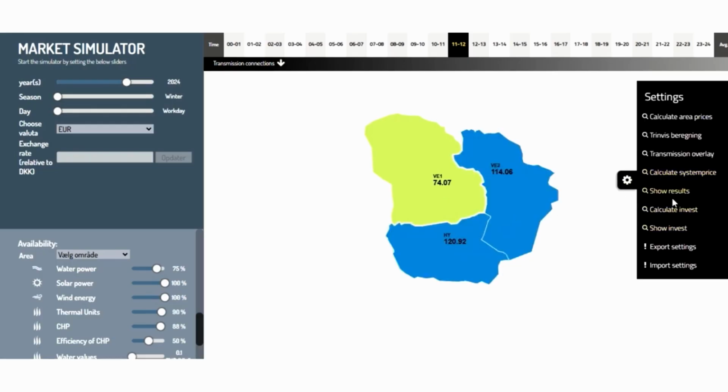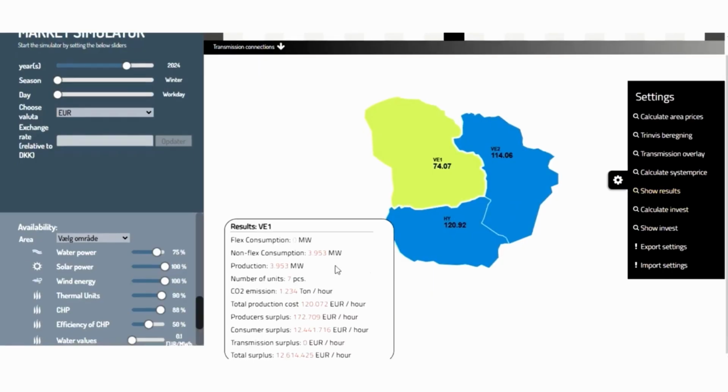So I go here and say show results. And what I can see here is that the consumption and production is the same. That is obvious. It should be the same. You can see the CO2 emissions in VE1. You can see the total production costs, the producer surplus, the consumer surplus, transmission surplus, and the total surpluses. We save these values because we have to use them in another task.